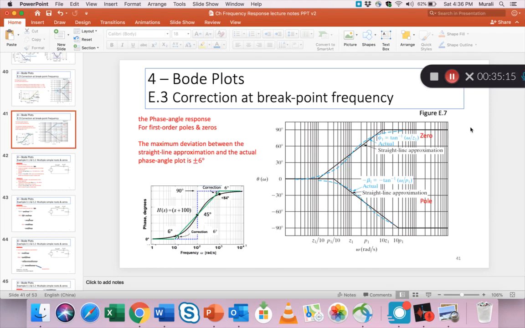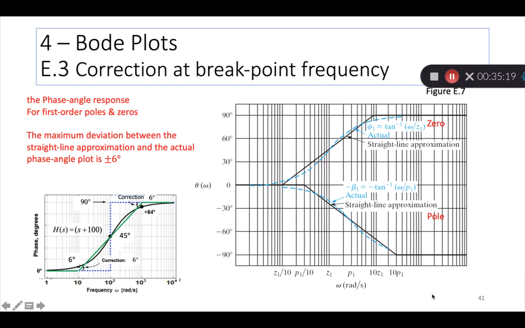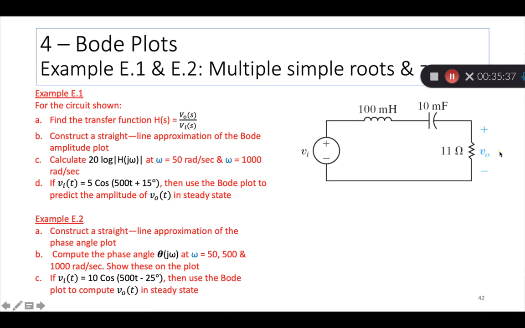So hopefully you understood this issue related to how you correct for both the magnitude value, where it's normally plus or minus 3 decibels, and here it's plus or minus 6 degrees. Okay, all right. So that was slide 41. Let's move to slide 42.